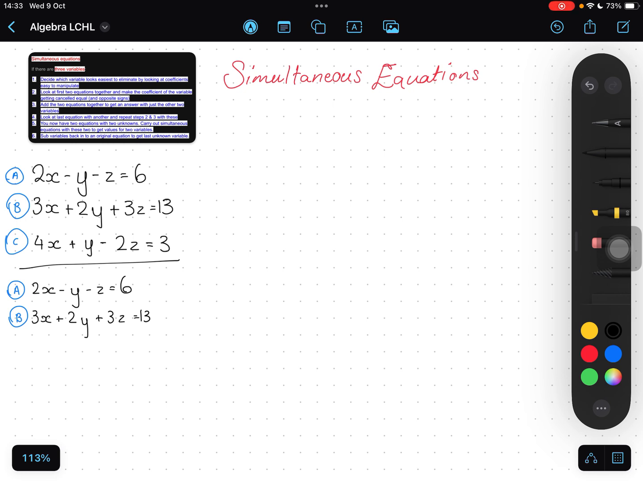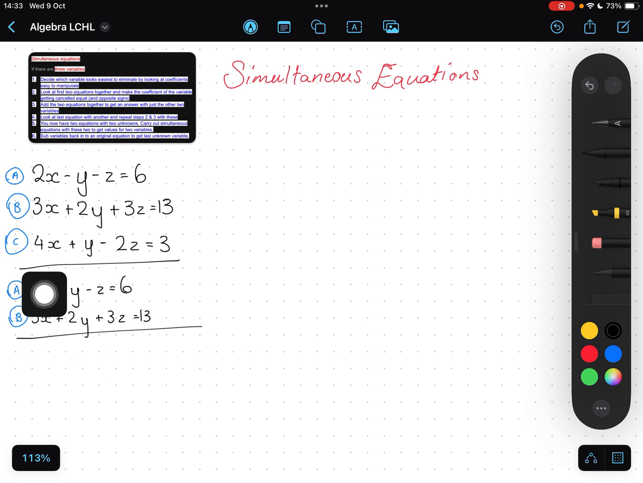So the first thing you're checking for is, are they in the same form? Are the numbers on the same side of the equals? My constants are both on the right hand side. My x, y and z terms are all underneath each other. So line underneath for me to go on to my next step. Now I want the same number in front of the y.